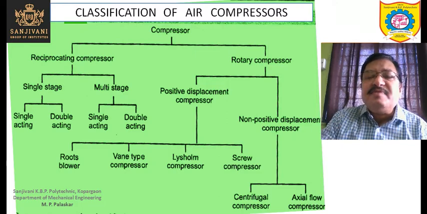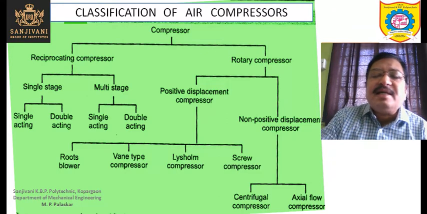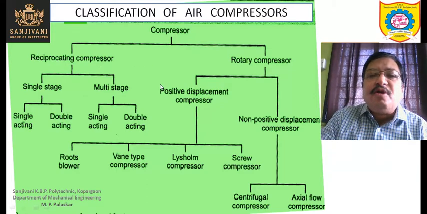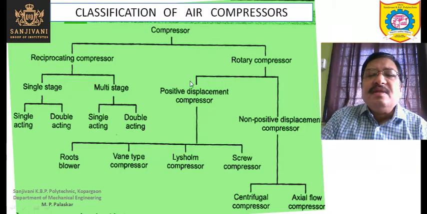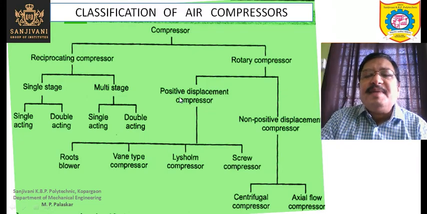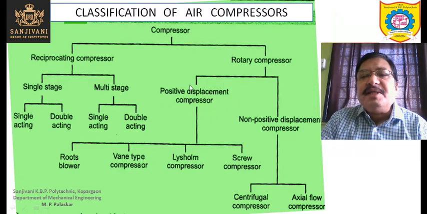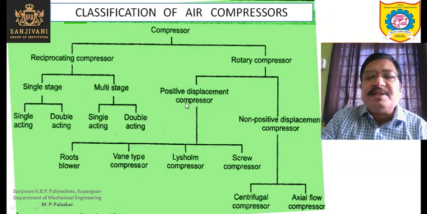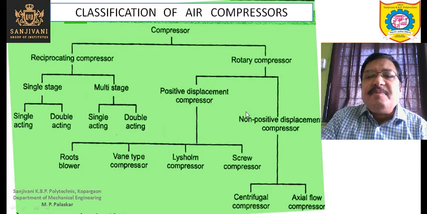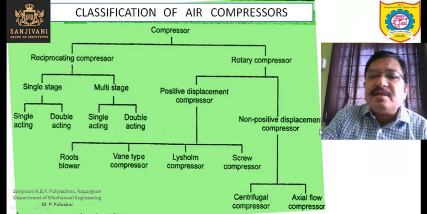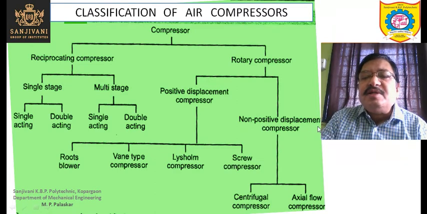When the space is reduced, when the volume is reduced, the air has to get compressed, and therefore the compression is called positive compression. Therefore these compressors are called positive displacement compressors. Due to the displacement of the parts and the relative motion of the parts, compression takes place positively. Now the other type of compressors are the non-positive displacement compressors. We don't call it a negative displacement compressor, but we call it non-positive displacement compressor.